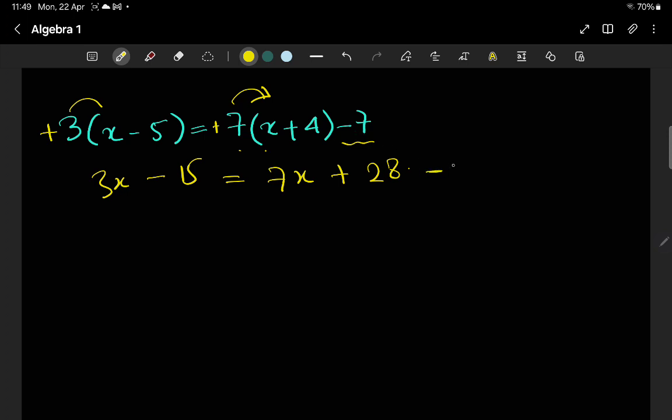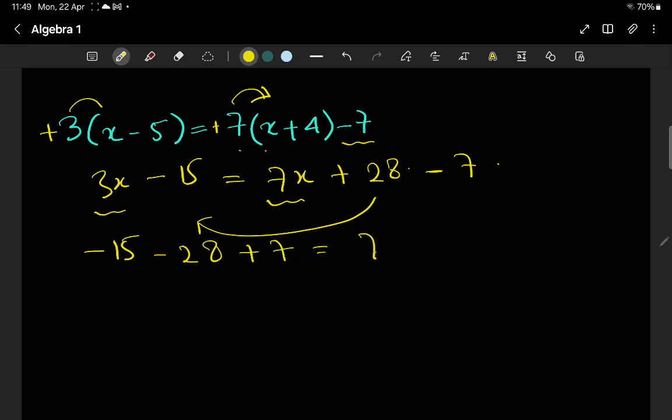Here we have minus 7 outside the bracket, so we can see here we have 7x, here we have 3x. So it's better to send 3x to the right side, because the smaller number should be sent to the bigger number, the bigger coefficient. So minus 15, so 28 will come here on the left side, becomes minus 28, plus 7 will come on the left side, so it becomes plus 7, and then we have 7x and minus 3x. Minus 3x has gone to the other side.